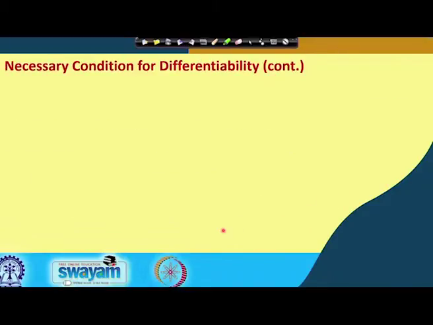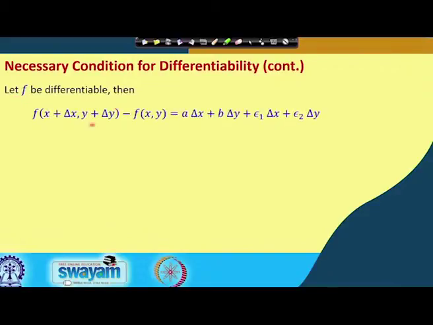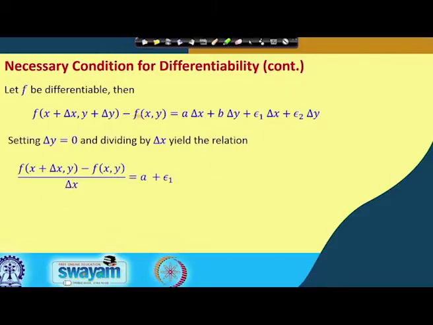Next we will continue with the necessary condition, the second one. We again assume that f is differentiable, then we can express this delta f or delta z in terms of a delta x, b delta y, and epsilon 1 and epsilon 2. Now, since delta x and delta y are arbitrary, we can choose anything in the neighborhood. So, if we set delta y equal to 0 and then divide by delta x, what will we get? We will get f(x plus delta x, y), with delta y being 0, minus f(x, y), divided by delta x.